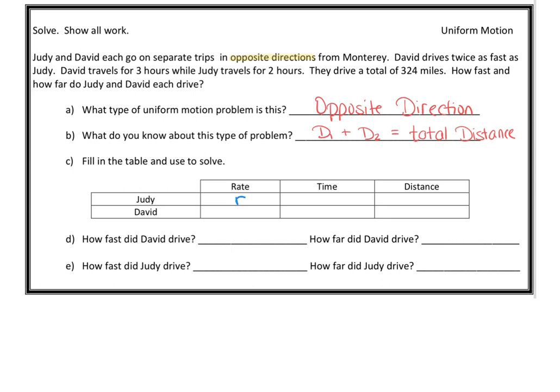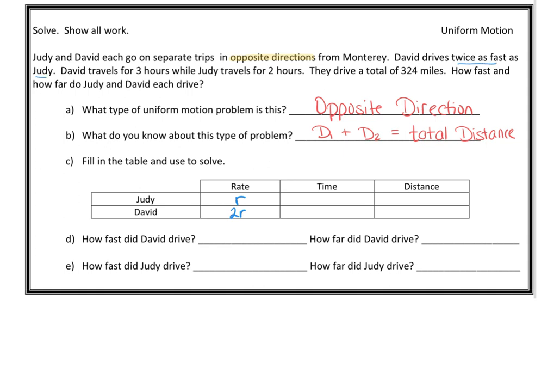Well, David drives twice as fast. Algebraically, how would I write twice as fast as Judy? Yeah, 2 times R. 2R. R times 2 or 2 times R. And typically we would write it like this with the coefficient in front, right? 2R. Let's keep reading. So I've already accounted for their rate. Twice as fast as Judy.